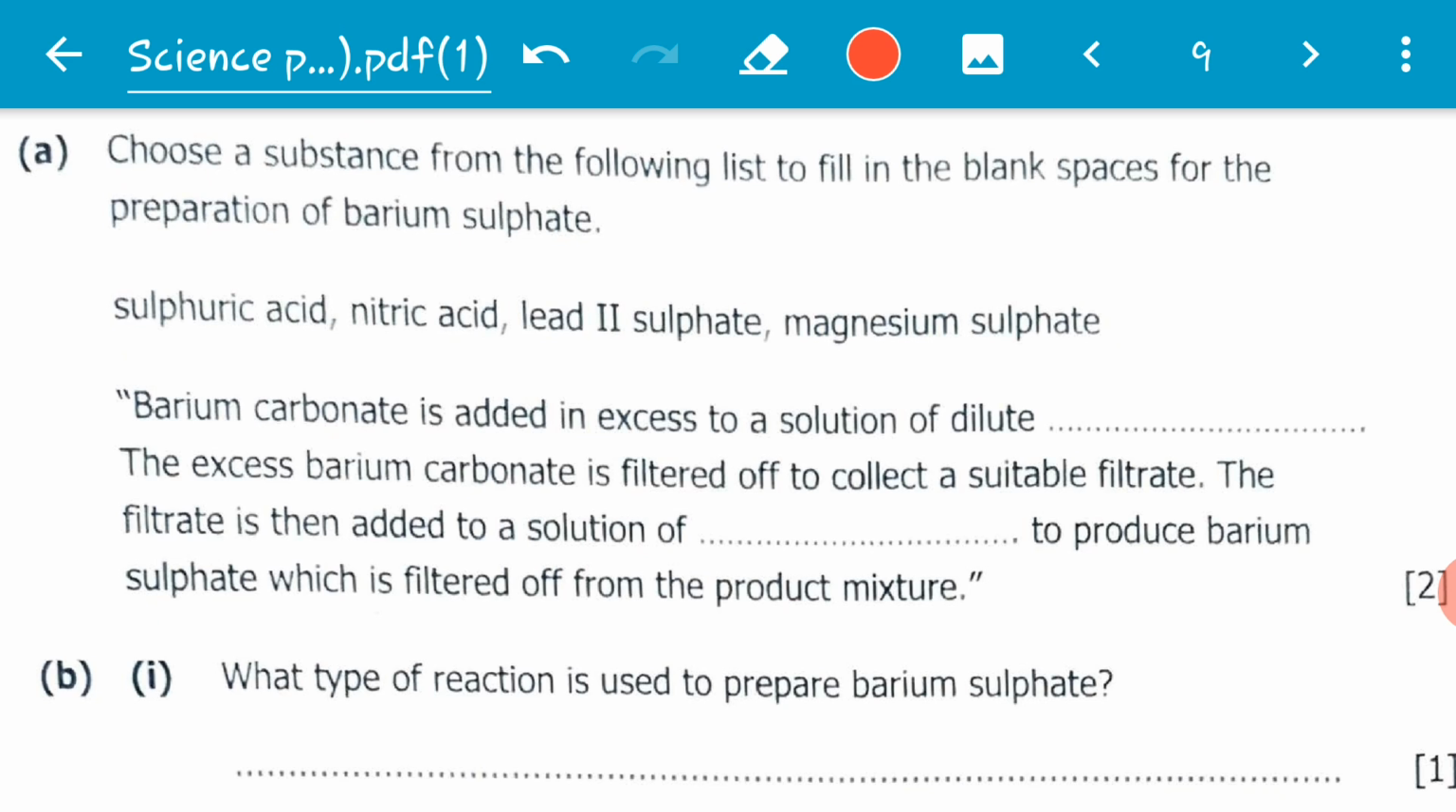Barium carbonate is added in excess to a solution of dilute blank. The excess barium carbonate is filtered off to collect a suitable filtrate. The filtrate is then added to a solution of blank to produce barium sulfate, which is filtered off from the product mixture.